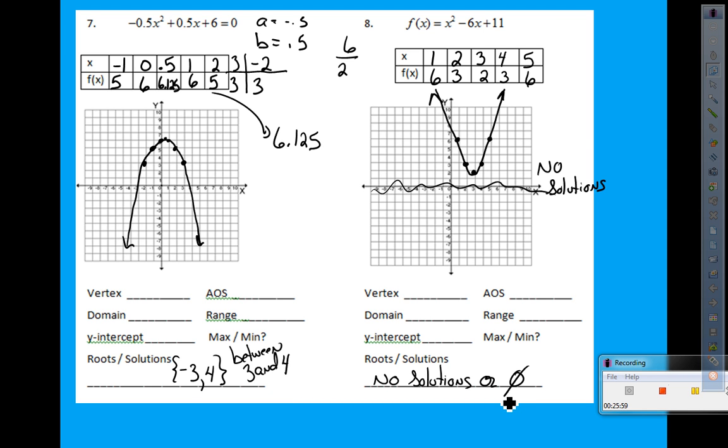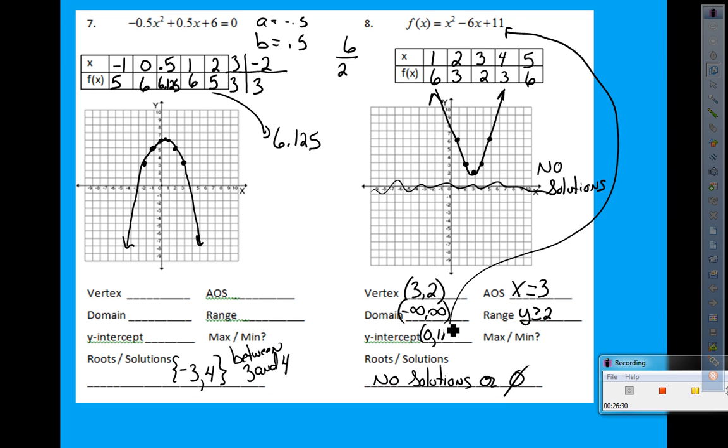Now I can fill in the rest of the stuff though. My vertex is still 3, 2. That makes my axis of symmetry x equal this x value of 3. Makes my domain negative infinity to infinity. It makes my range y greater than or equal to 2. Makes my y-intercept, when I let x be 0, go up here and get that c value, 11. And it's a minimum. So it did not cross the x-axis, so there's no solution.